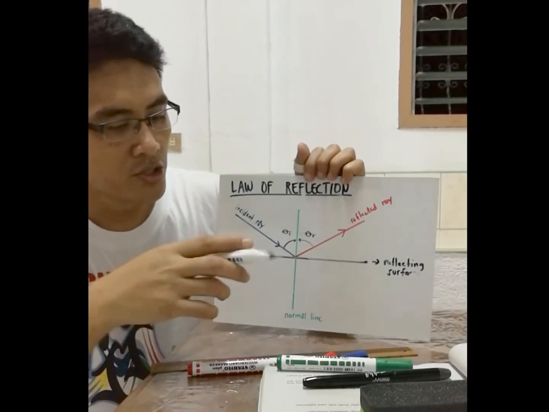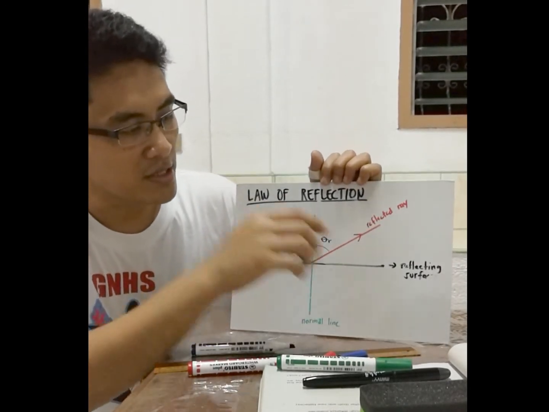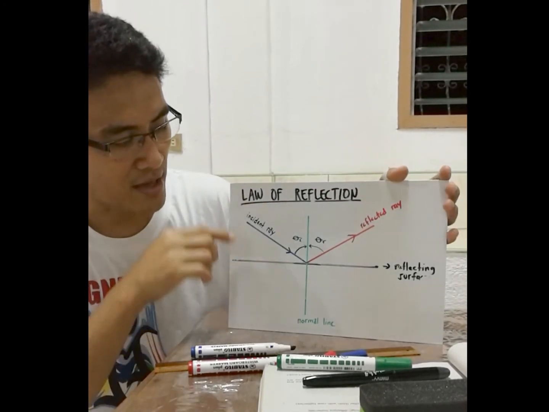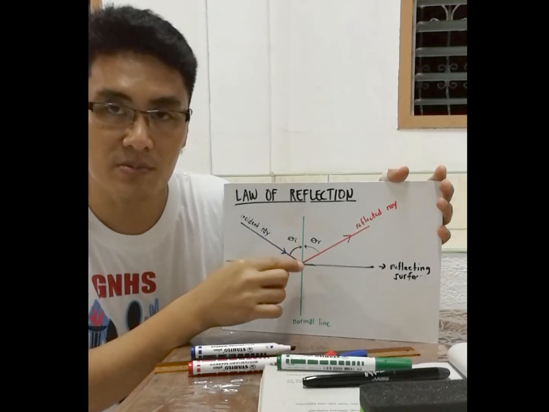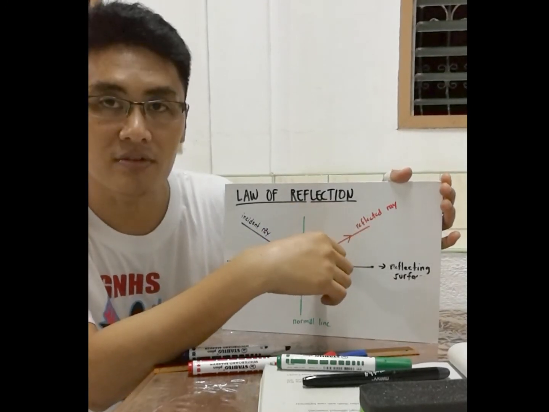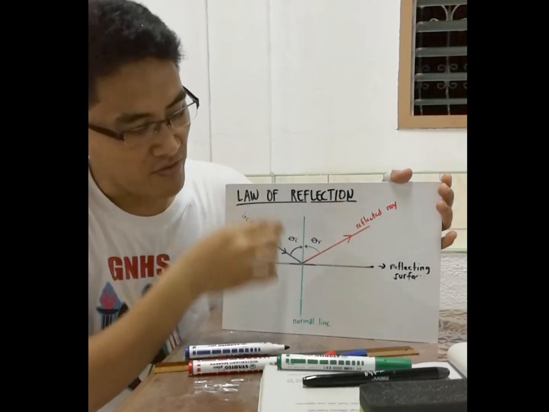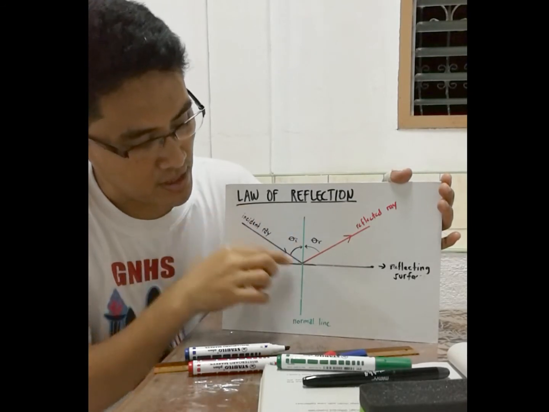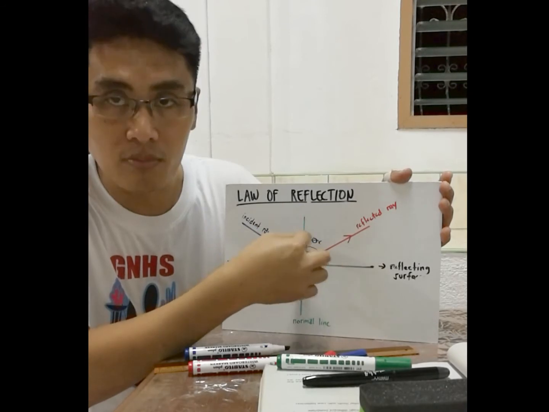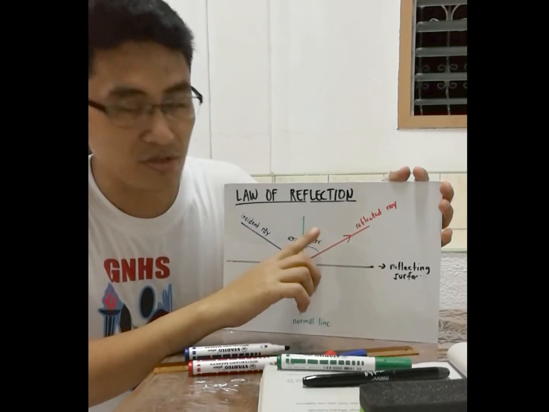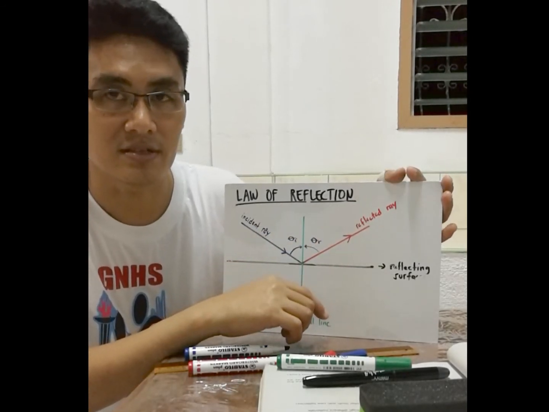Okay? So the law of reflection is a simple law. It states that the angle of incidence must always be equal to the angle of reflection. So if this angle here is 60 degrees, then the reflected ray must form an angle which is also 60 degrees.